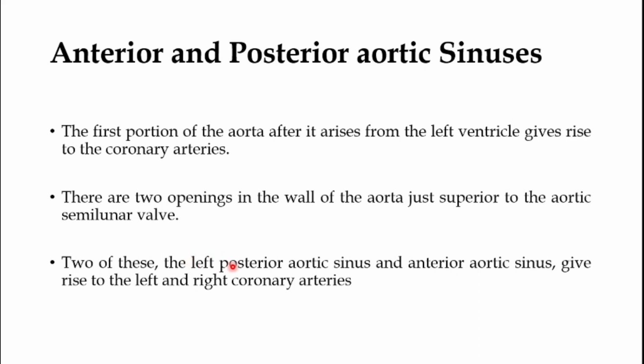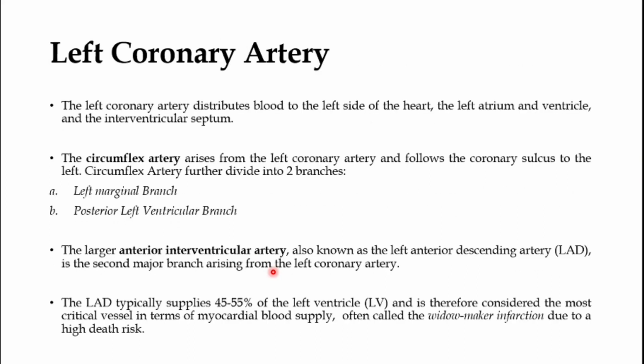We have the left posterior aortic sinus and the anterior aortic sinus, and the right coronary artery is coming out from the anterior aortic sinus, and the left coronary artery is coming out from the left posterior aortic sinus. So we have two arteries, the right coronary artery and the left coronary artery. Let's first talk about the left coronary artery. You know that the left coronary artery distributes blood to the left side of the heart, the left atrium and the ventricle, and the interventricular septum, the boundary between the right ventricle and the left ventricle.